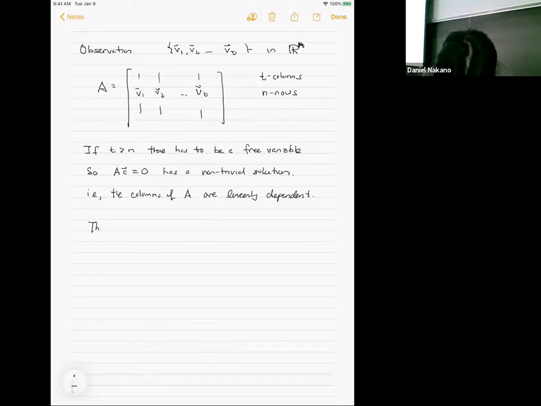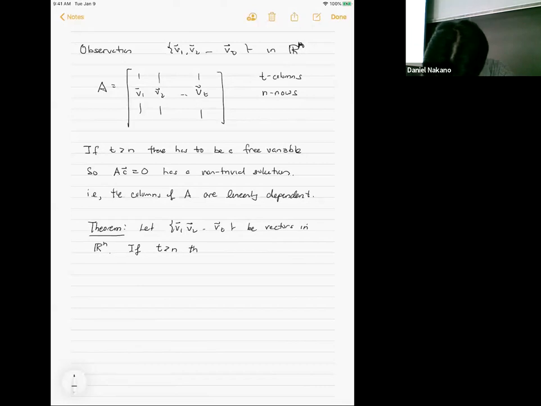So the theorem is that if v1, v2, up to vt are vectors in Rn, and the number of vectors is bigger than n, then this set is linearly dependent.